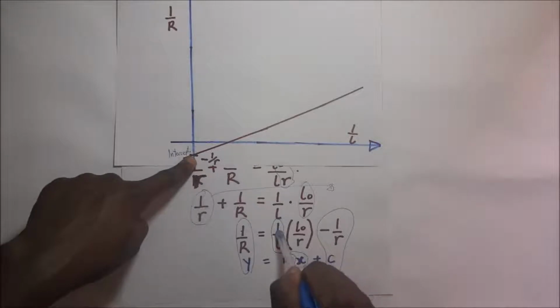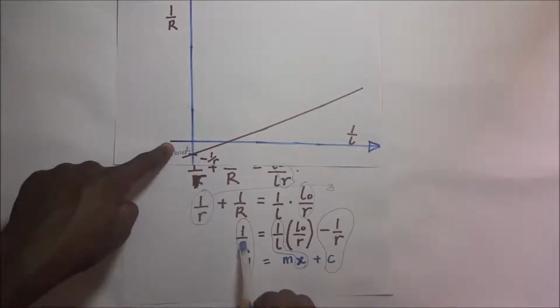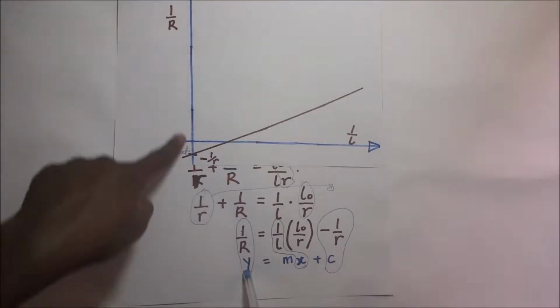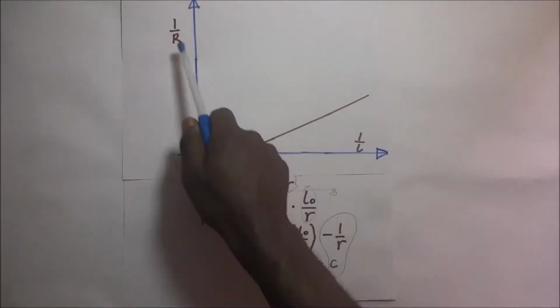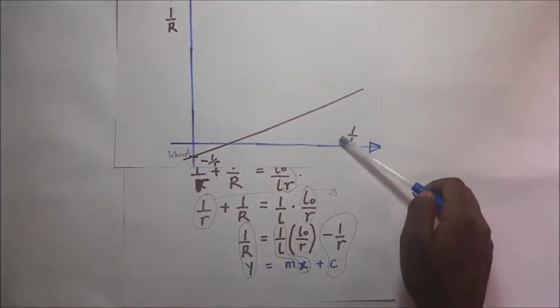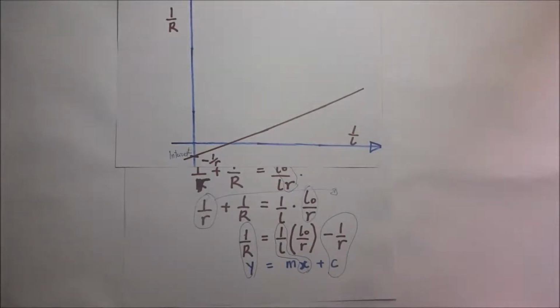Our value of x is 1 over L, which so happens to be the x-axis, and our value of y is 1 over capital R, which is right there. So it means that when you are tabulating your results, you make sure that in your table of results you include values of 1 over capital R and 1 over L. And that is how we get the internal resistance of a cell using a potentiometer.